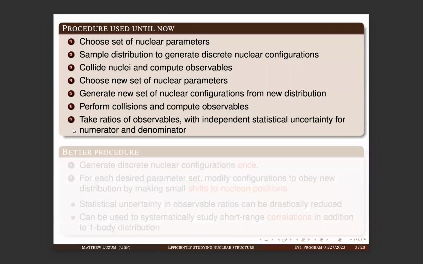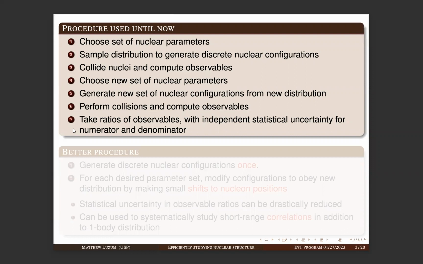So here's the basic idea. What you do now is the following. You pick a nucleus, you pick some set of parameters, which is usually a Woods-Saxon parameterization, plus maybe an exclusion distance that mimics short-range repulsion, short-range correlations in your nucleus. Then you sample that distribution to generate some set of discrete nuclei that each contain some discrete set of nucleons that represent the statistics that you wanted. Then you collide them and compute observables.